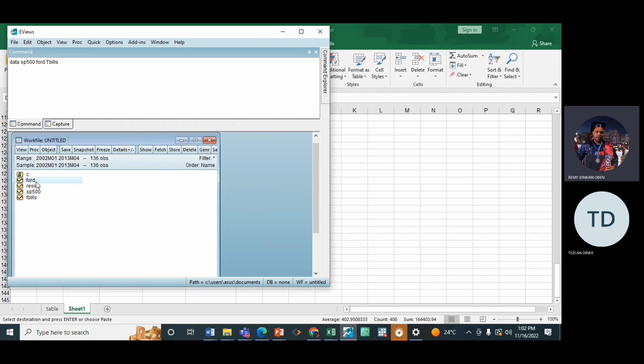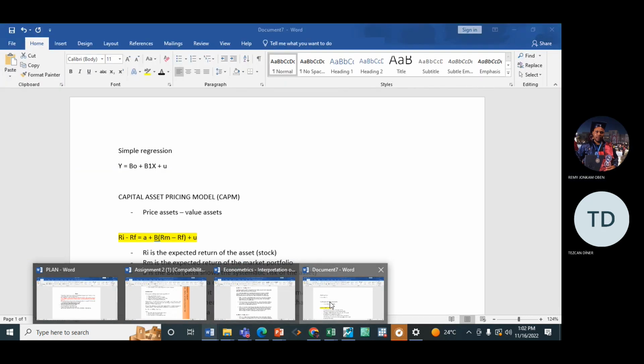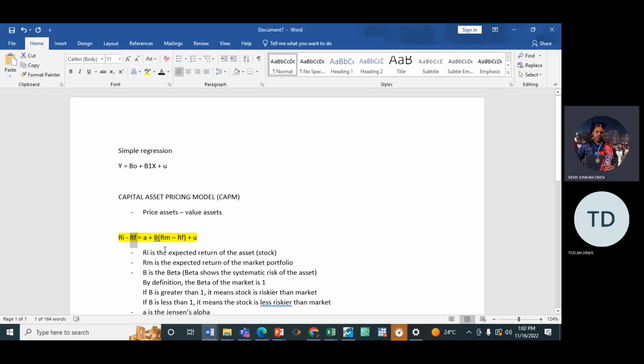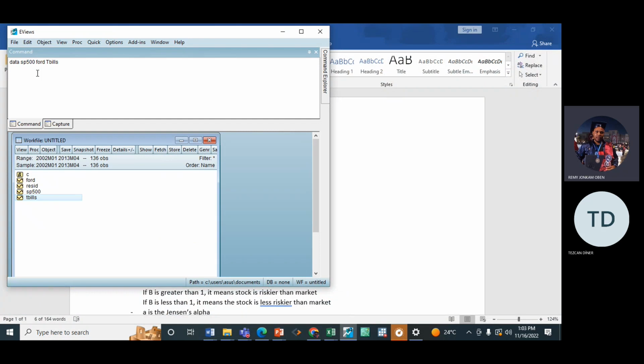So you see here is fourth, this is the stock. This is S&P 500, the market prices, and treasury bills, right? Okay, now I don't want the prices. These are all prices. I want the returns. Because if you look at the CAPM, I told you that ROI is the expected return of the asset, ROM is the expected return of the market. So we want returns, we don't want prices. So I have to convert all these prices to returns. How do I do it? I said it.